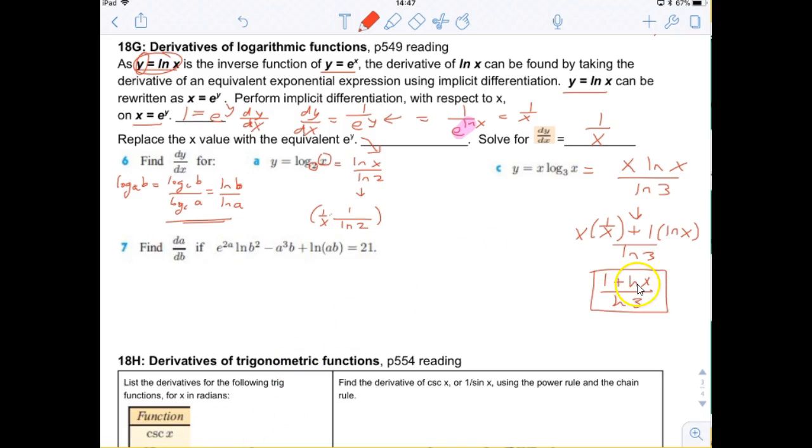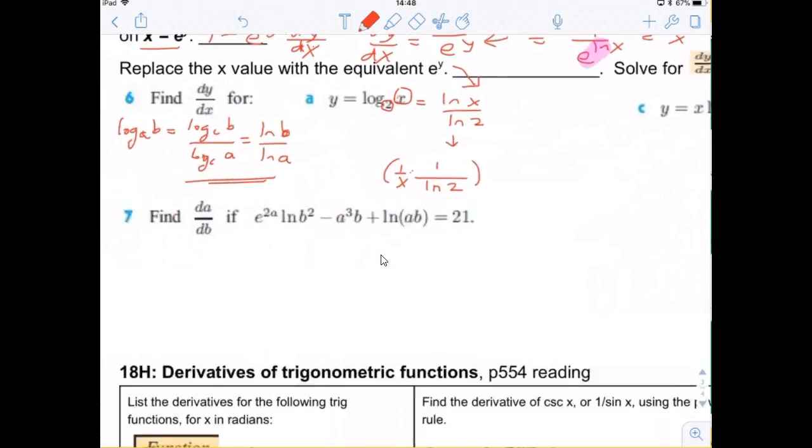In the back of the book, they rewrite natural log of x divided by natural log of 3 as log base 3 of x, but you don't need to do that. Number 7, find da/db if e to the blah, blah, blah equals 21. Looks like we're going to have to take an implicit derivative here. Let's try it out.